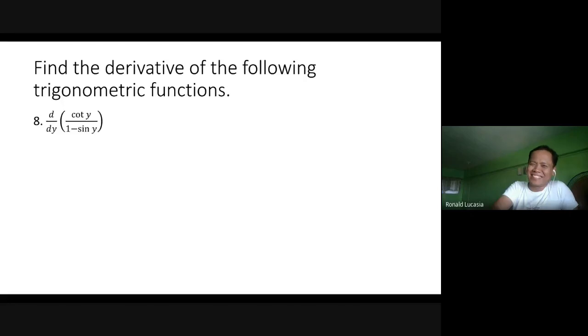Bakit pass? Mahaba siya, pero wala ka namang makukombine. So, yun na yung sagot niya.